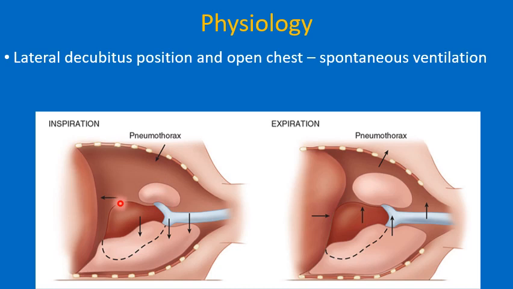And also there is no negative intrathoracic pressure to hold the mediastinum in the midline. That is also the reason the mediastinum falls onto the dependent lung. This is called mediastinal shift. And because of this mediastinal shift, the ventilation of the dependent lung is also impaired.